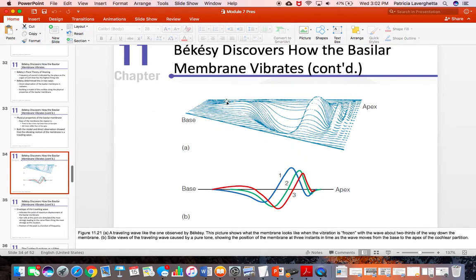Essentially, it vibrates, and these are some of the drawings that he did. As we hear different sounds, the basilar membrane sort of flops up and down. Depending on the sound we listen to, we're going to tend to see greater or lesser amounts of this distension at different parts of the membrane. At this particular sound, we're going to see distension here. If I listen to a different sound, I might see more distension over here, or more towards the apex.